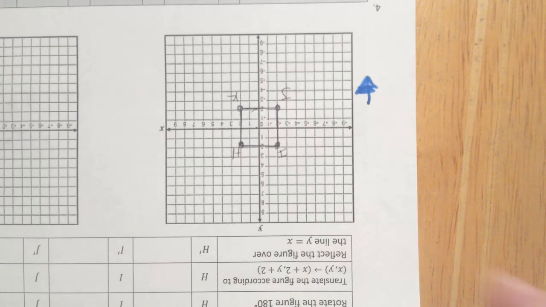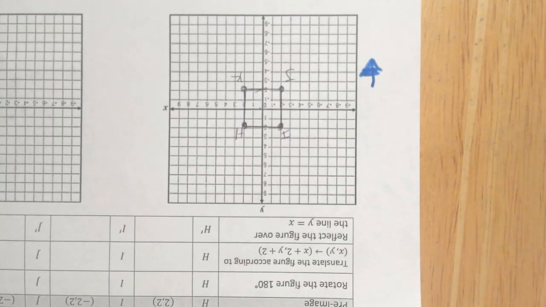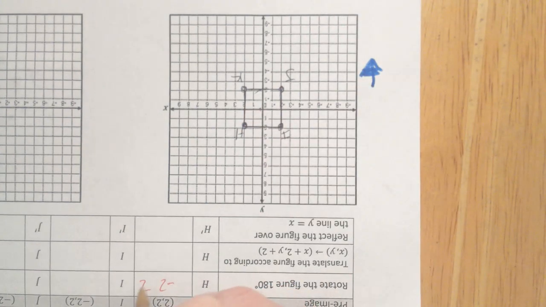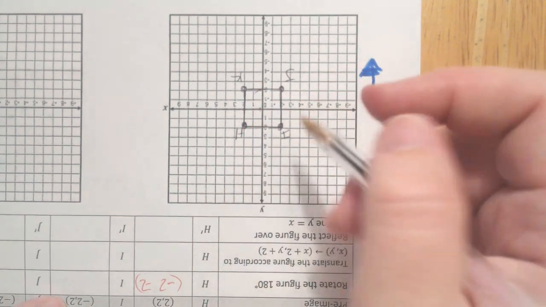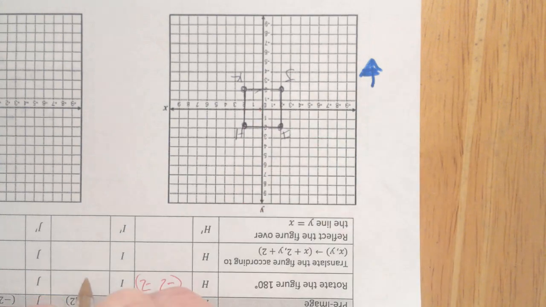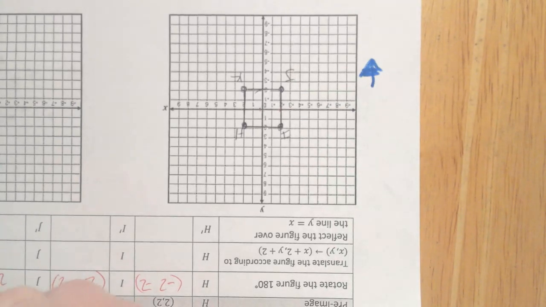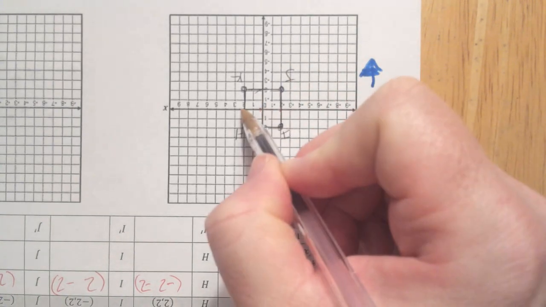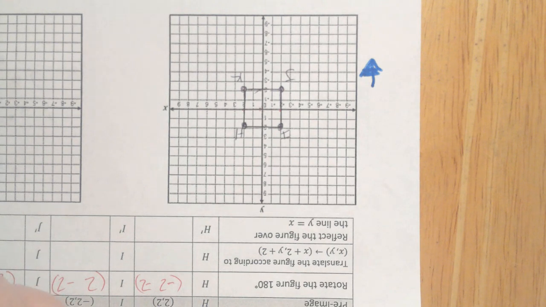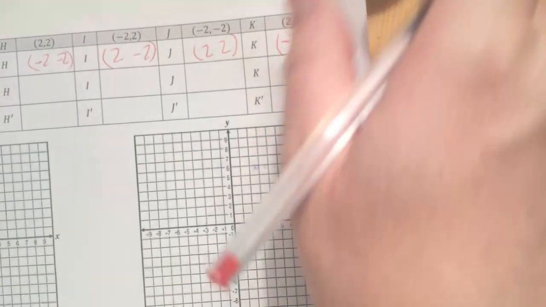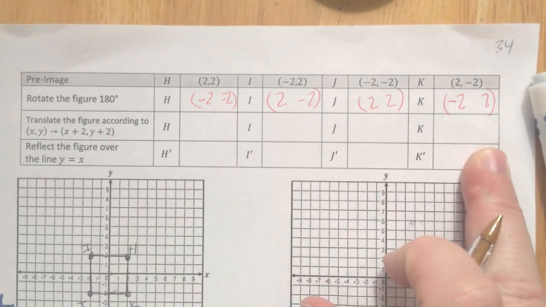Okay, so now where were those coordinates? My H is now at -2, -2, and I wrote down the coordinates. My I is at +2, -2. Your J is at +2, +2, and your K is -2, +2. All right, so I wrote down all those coordinates. I'll turn it back to normal. So those were the new coordinates right there.